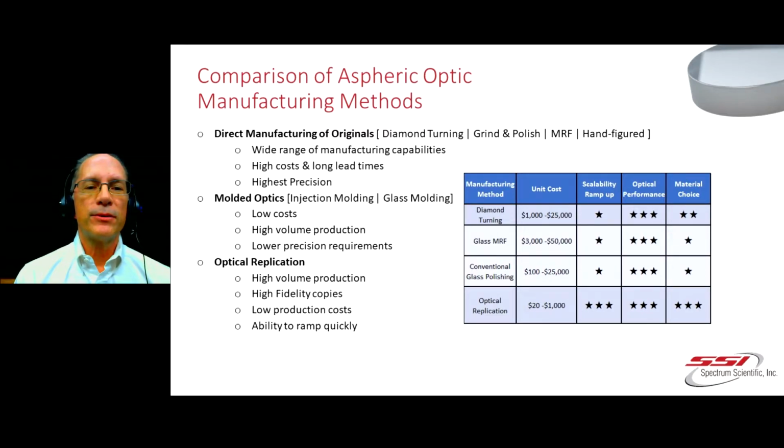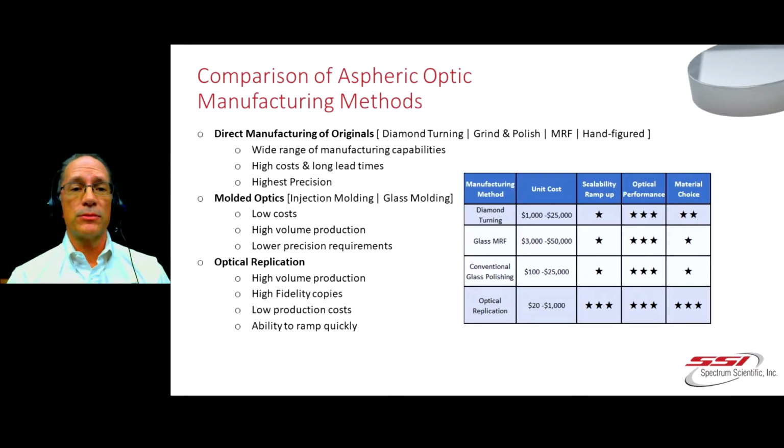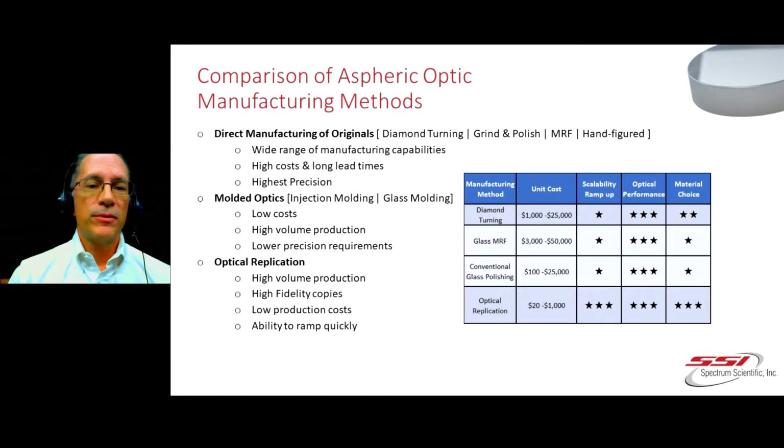So for diamond turning, if you're going to buy, whether it's one mirror, less than 10 mirrors, or many mirrors, the cost is going to change drastically. The unit cost in high volume can be maybe $1,000, maybe $500, in that range. But if you just want 5 or 10 diamond turned mirrors, it's common, depending on the complexity of the mirror, that it could be $25,000 or more. And the same thing with glass MRF. That's a very precise technique. A lot of time on the machine, and you can see the price can be very high.